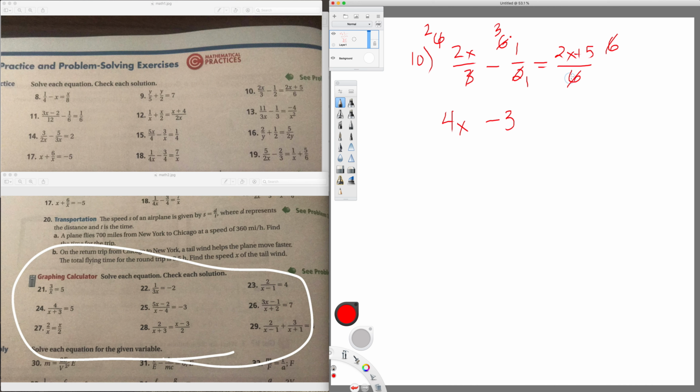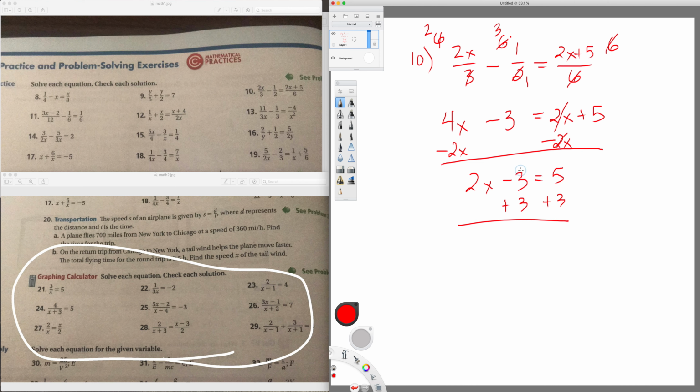If this didn't totally cancel out, I would need to distribute whatever was left to this 2x and a 5. But since it went ahead and canceled, I'm just going to write 2x plus 5. And now my goal is to get x's on one side, constants on the other. So I'm going to take away 2 x's from each side, and that's going to get my x's on the left. So I get 2x minus 3 is equal to 5. I'm now going to add 3 to get my constants on the right. And so I end up with 2x equals 8. And when I divide by 2, I get x equals 4.